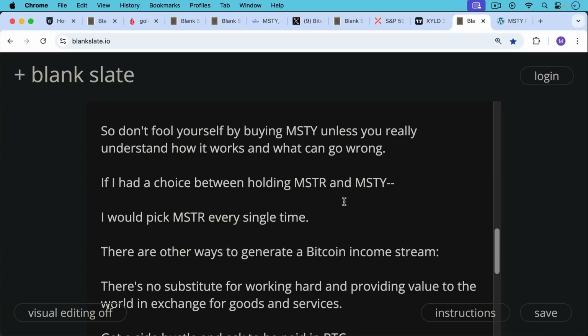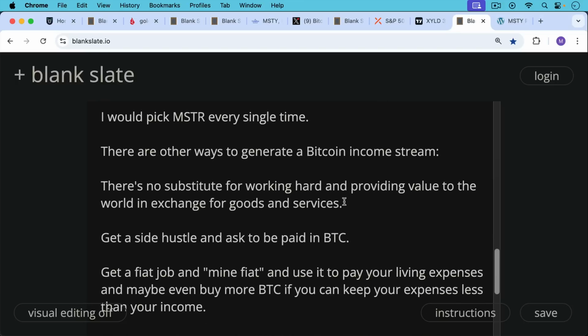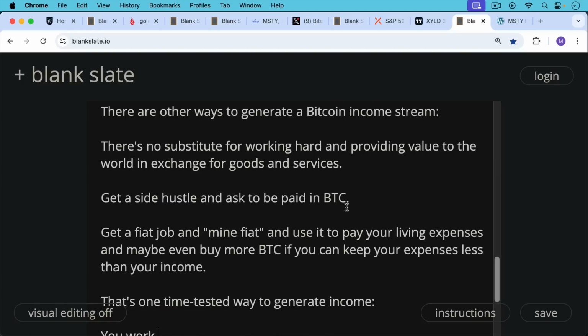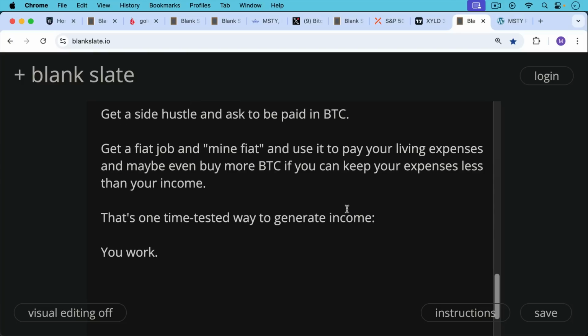There are other ways to generate a Bitcoin income stream. There's no substitute for working hard and providing value to the world in exchange for goods and services. So go get a side hustle and ask to be paid in Bitcoin, or just get a fiat job, quote unquote, mine fiat during the day, and then use that fiat to pay your living expenses and maybe even to buy more BTC if you can keep your expenses less than your income. That's one time-tested way to generate income. You actually just do some work.